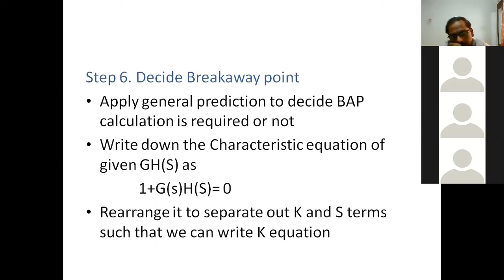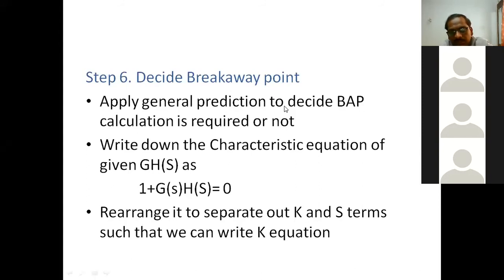Then once we decide that centroid point, the next step is to decide the breakaway point. A breakaway point is a point at which, for a given value of k, multiple roots can have the same location in the S-plane. Whenever you want to calculate the breakaway point, first of all we apply three general predictions. Based on that, you can decide whether to go for this step or ignore it. This step is not compulsory.